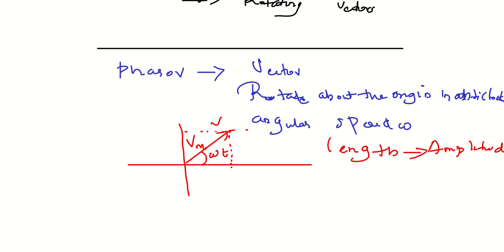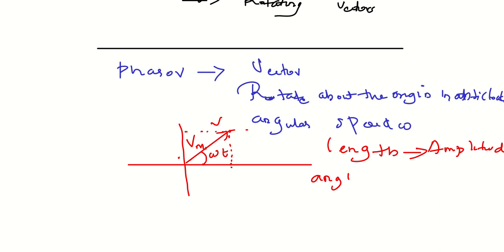So the projection of the phasor on the vertical axis gives the instantaneous value of the quantity that the phasor represents. The rotation angle of each phasor is equal to the phase of the alternating quantity. So the rotating angle of each phasor represents the phase. The phase is omega t. Here the rotation angle represents the phase.